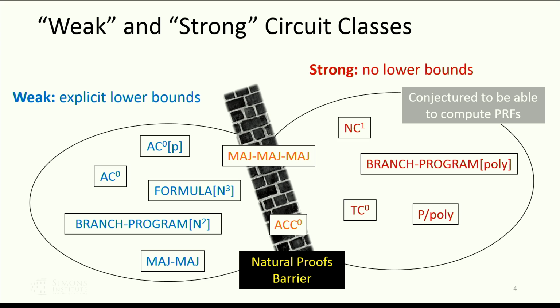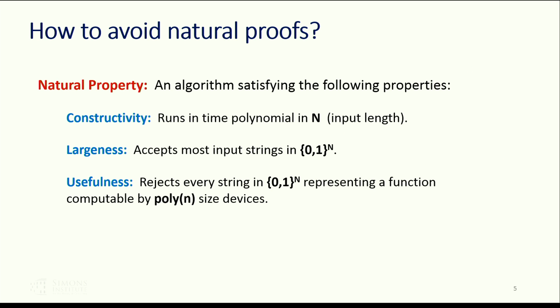Natural proofs says that whenever pseudorandom functions are in a class, we shouldn't hope to prove lower bounds using constructive techniques. So we would like to avoid natural proofs and have new techniques to prove lower bounds against strong models of computation. Just to recall the definition of a natural property: it's an algorithm that runs in polynomial time in the input length. It accepts most of the input strings, but it rejects every string that has a short description, or is computable by a small circuit.